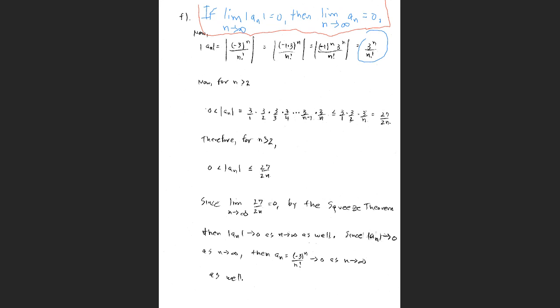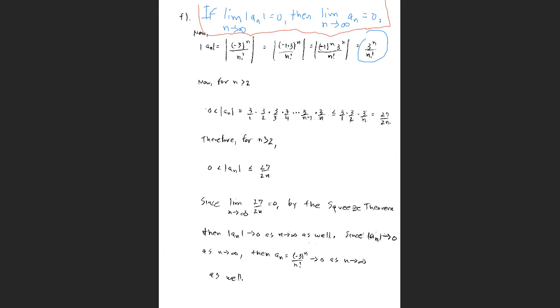So certainly, and this is actually a theorem, what I wrote at the top, it's theorem 4. If we can show the absolute value of the terms of the sequence approach 0, then the sequence itself would approach 0. It doesn't matter whether the terms are positive or negative, they're alternating, they're all getting smaller.